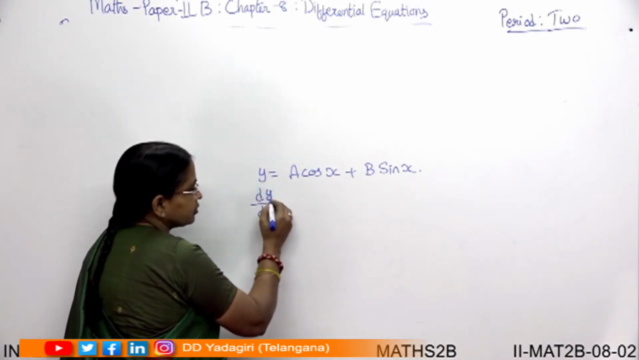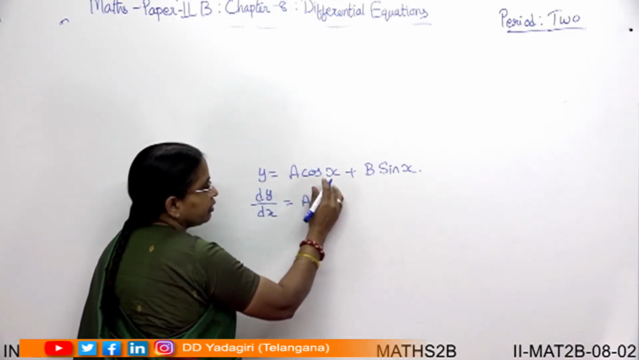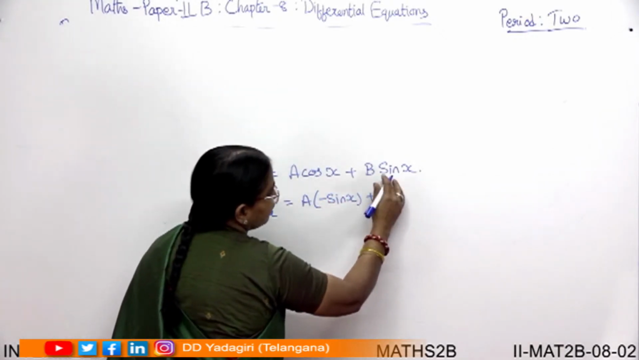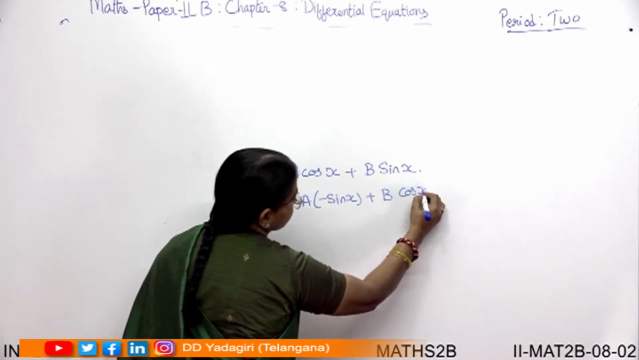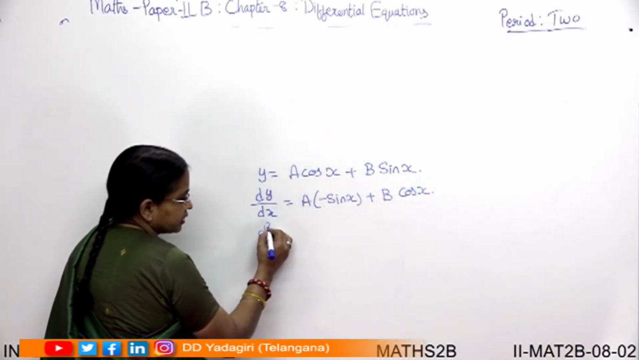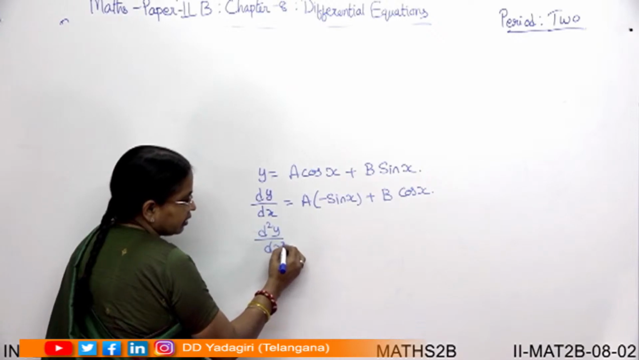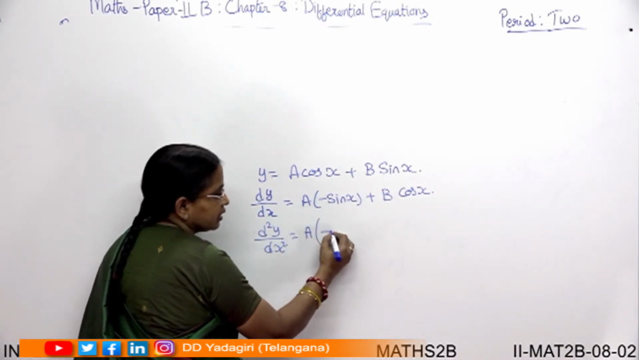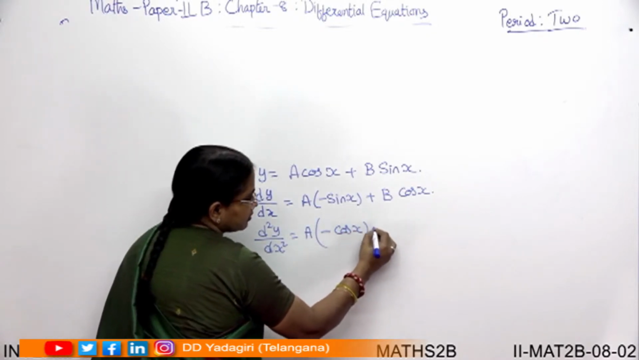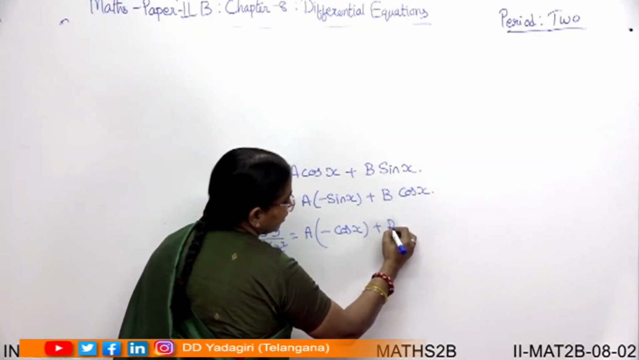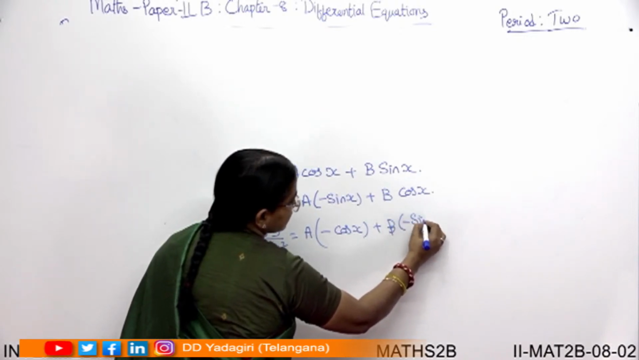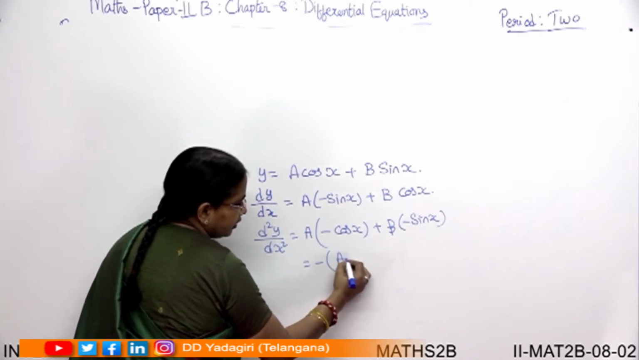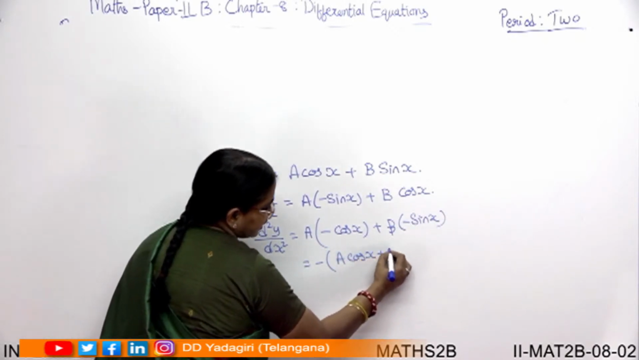This is just an example. So dy by dx is equal to a into derivative of cos x, minus sin x, plus b into derivative of sin x, which is cos x. Again, if you differentiate, d square y by dx square is equal to a into the derivative of minus sin x, minus cos x, plus b into derivative of cos x, which is minus sin x. So you can take minus 1 common, minus of a cos x plus b sin x.